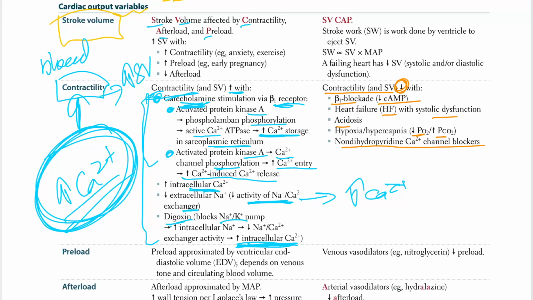And acidosis is a decrease in pH. A decrease in oxygen and an increase in your bicarb would also do the same thing, cause acidosis, a decrease in pH. Non-dihydropyridines, you need to be specific about these. They are verapamil and diltiazem.